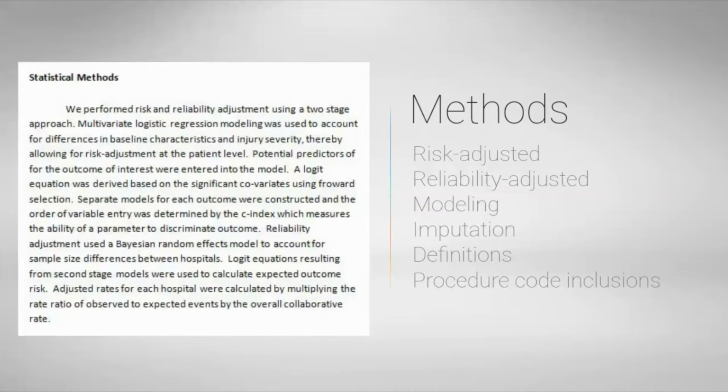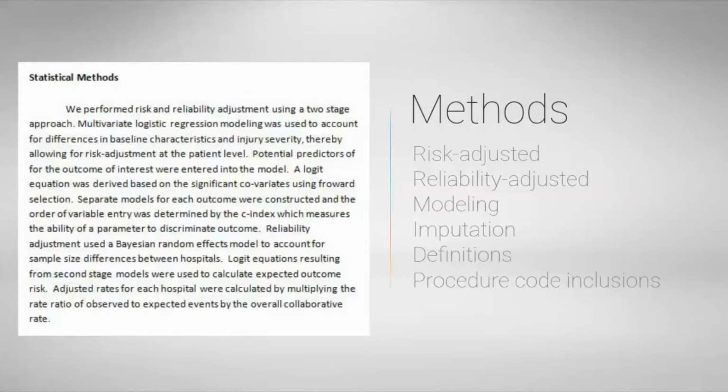In the Statistical Methods section, you can find details regarding our statistical approaches. In short, MT-Equip data is risk and reliability adjusted unless otherwise specified. This means we attempt to statistically account for the differences in severity of illness and case variation to compare patients across the collaborative. When data is missing, we apply imputation techniques to help minimize bias since these data are not frequently missing at random. This section also contains definitions and procedure code inclusions.